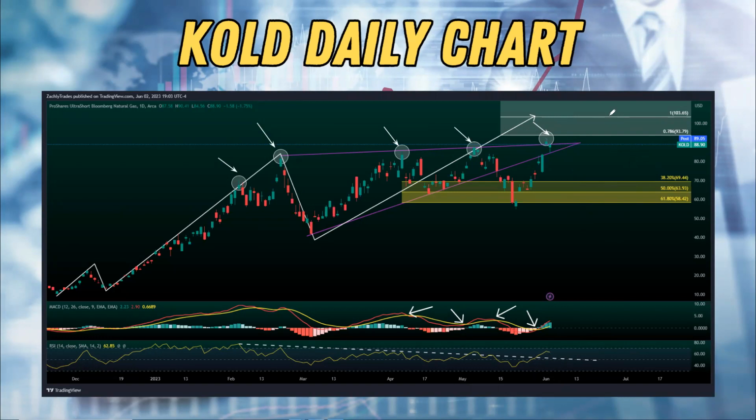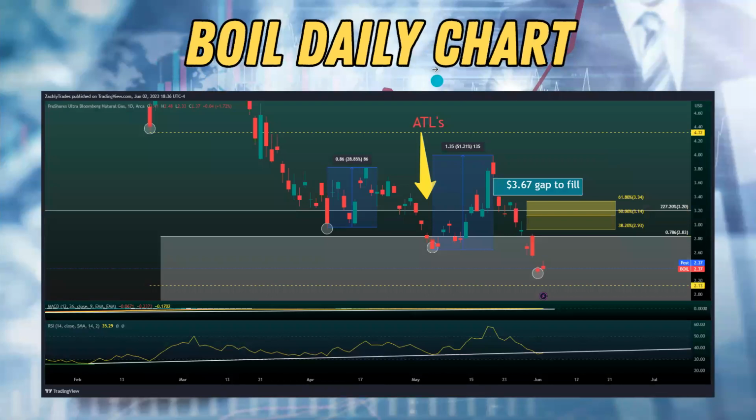So as I mentioned, I do like trading KOLD a lot more at the moment, just because I'm more of an options trader. And so it's easier to make more money shorting KOLD or going long KOLD via options than it is via BOIL. Okay, just simply based off the dollar value and the premium generated from the strike prices moving more significantly. Over here, we take a look at BOIL. Now, BOIL is potentially setting up.